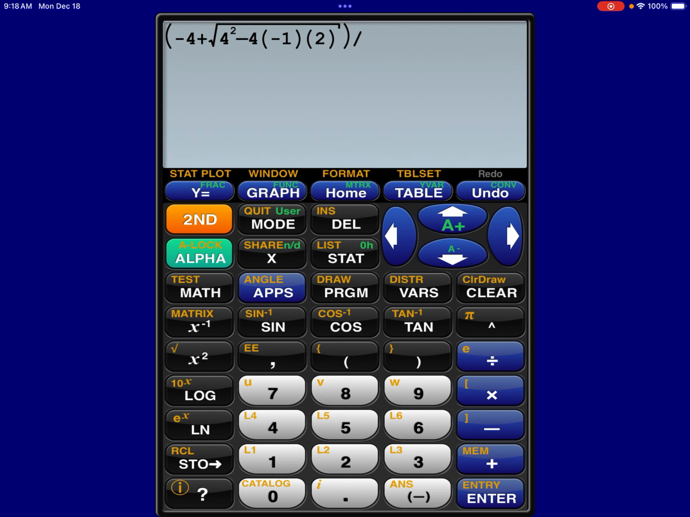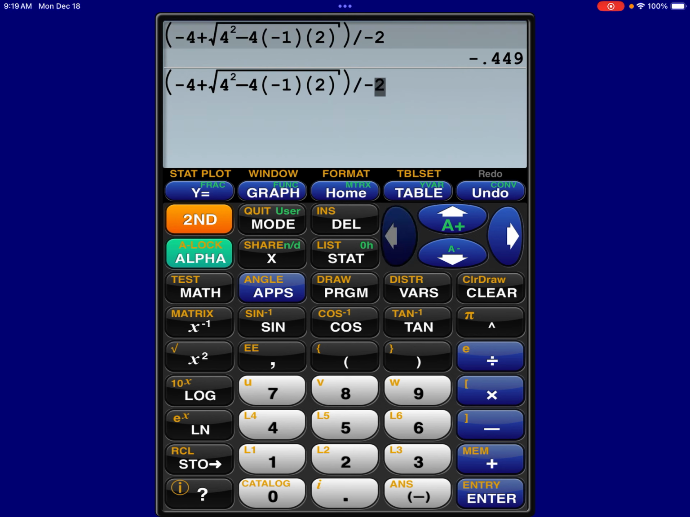And then the whole thing is divided by 2 times the negative 1, so that would be negative 2 on the bottom. When you use negative, make sure you use this button down here on the bottom. That's the negative. Now I need to delete all of those extra negatives. Okay, so it turns out that negative 0.449 is one answer. And the good thing is you can just use the up arrow to capture that. It'll give it back to us so we don't have to retype the whole thing. And then just change the plus to a minus. And the other answer, 4.449.